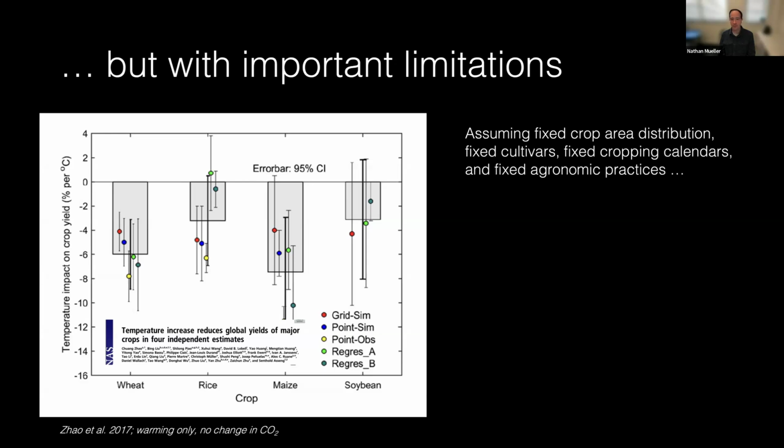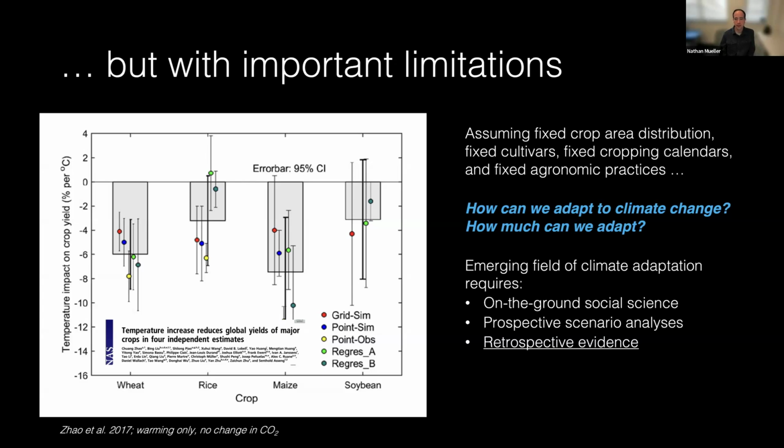But it is going to really limit our ability to see what's coming down the pipe, because if we know anything about agriculture, it's that it's always changing, right? There's always new cultivars, different changes in management. And so we need to understand how those changes might allow us to adapt to climate change and to what extent that's possible.